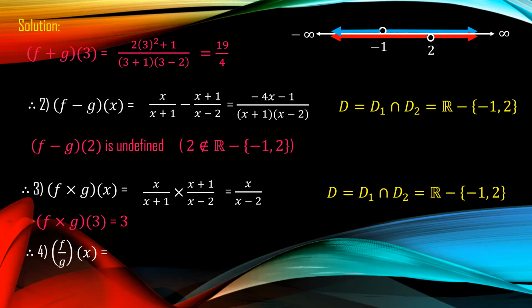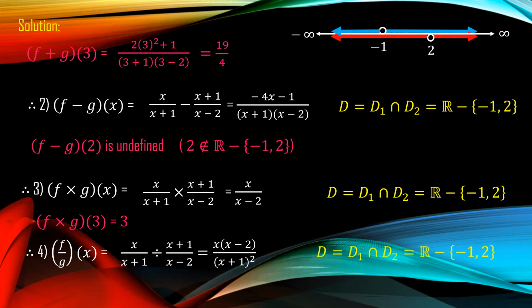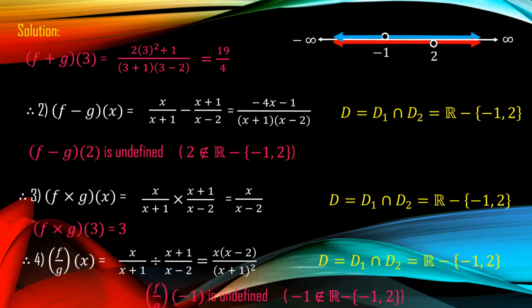So f over g of x equals x over x plus 1 divided by x plus 1 over x minus 2. In the simplest form, it equals x multiplied by x minus 2 over x plus 1, all to the power 2. And the domain equals R different set of negative 1 and 2. f over g of negative 1 is undefined because negative 1 doesn't belong to the domain of this function.